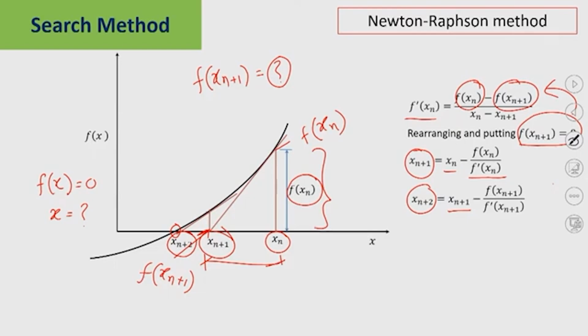In that way I can find x n plus 3, n plus 4, and so on, and at every step I will check whether the function value is 0 or near to 0. If so, I can terminate the iteration. So, this is an iterative process. The next step is to calculate x n plus 2, then x n plus 3, and I will continue, and at every step I will check whether it is 0 or not.